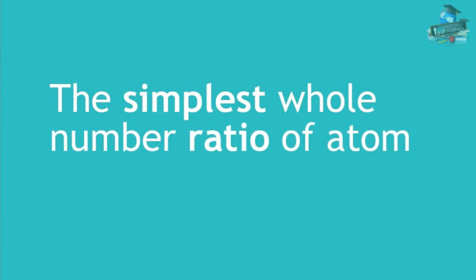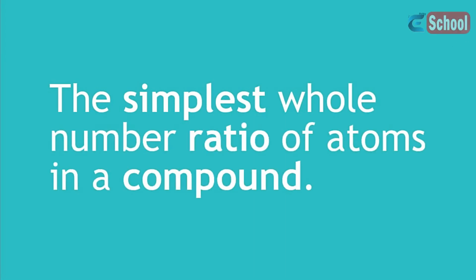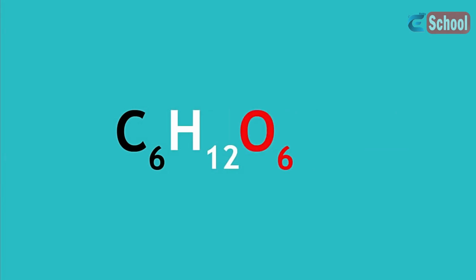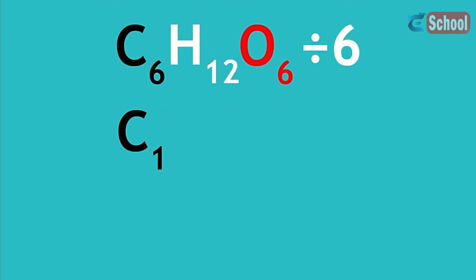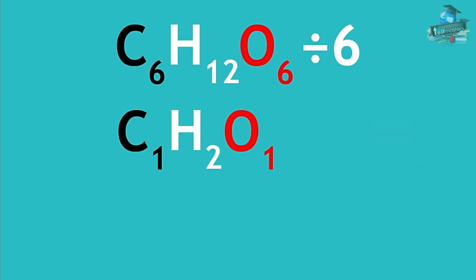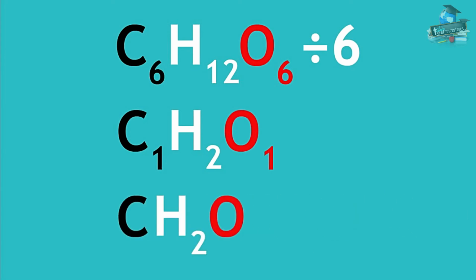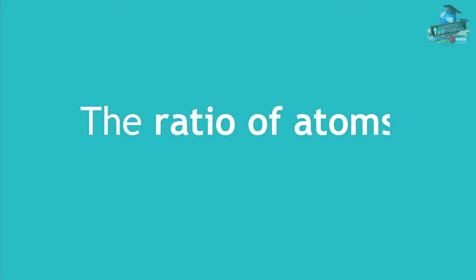Sometimes the formula is reduced even further to make an empirical formula. The empirical formula is the simplest whole number ratio of atoms in a compound. We need to find the highest common factor, that being the largest whole number that is a factor of 6, 12 and 6 in this example of glucose. They all divide by 6. And so if we do this, we get C1H2O1. We don't show the ones, and so the empirical formula is CH2O. Although empirical formula doesn't show us the molecule or how it is arranged, it does tell us the ratio of atoms in the molecule.